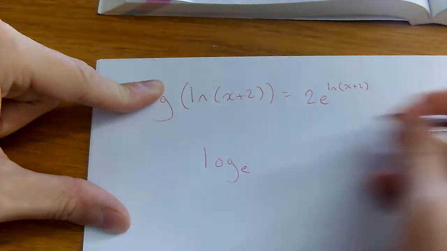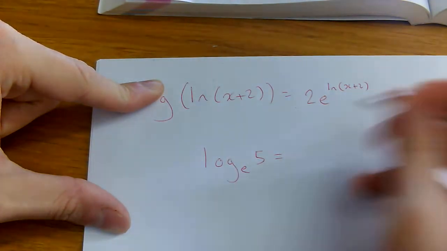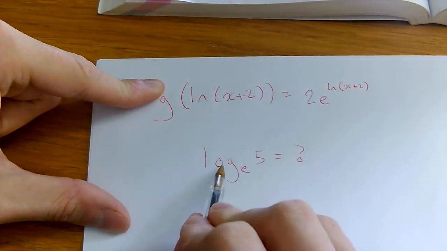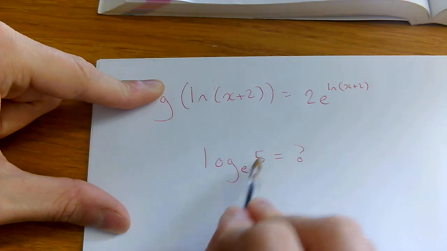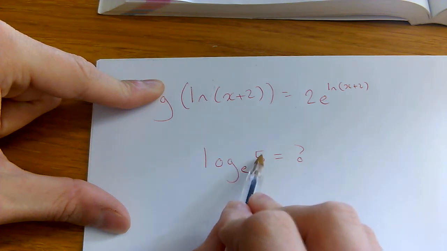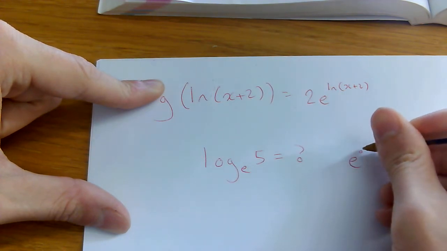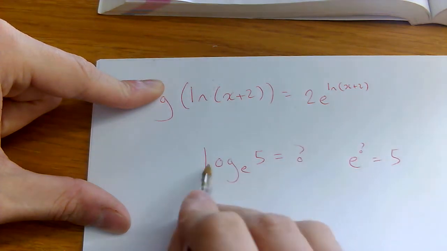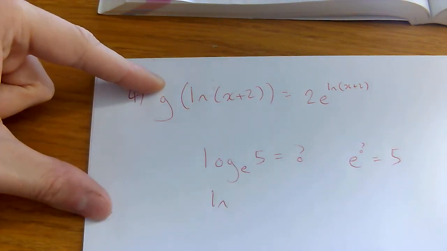So let's take an example where we've got maybe just a number 5 there, and we don't know what the answer is going to be. But this here is saying what power of e would give you the result of 5. So it's saying if you knew this, you'd go e to the power of this question mark, and that would be 5. But we don't write log e, we write ln. That means log base e.